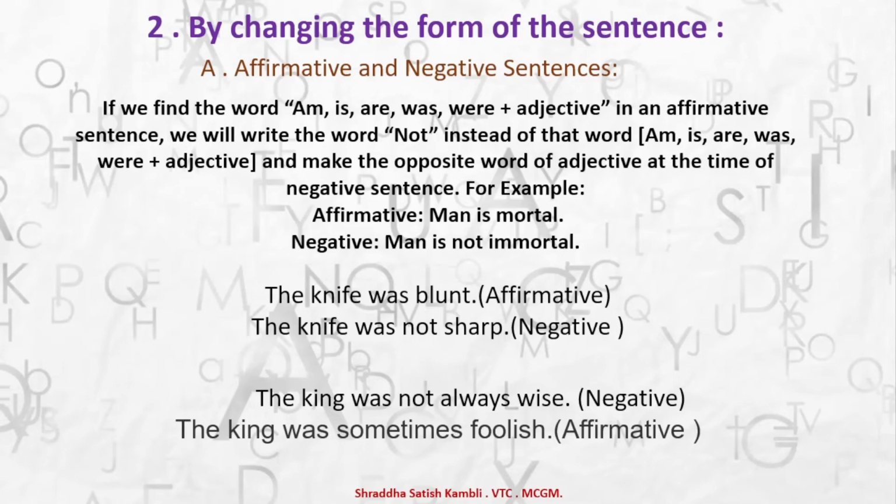Negative. Not wise means what? Foolish. So the king was sometimes foolish. He was not always wise. Remember, it is not that he was not wise at all. Sometimes he was wise, but sometimes he was not. So the king was sometimes foolish. This is affirmative. Okay?